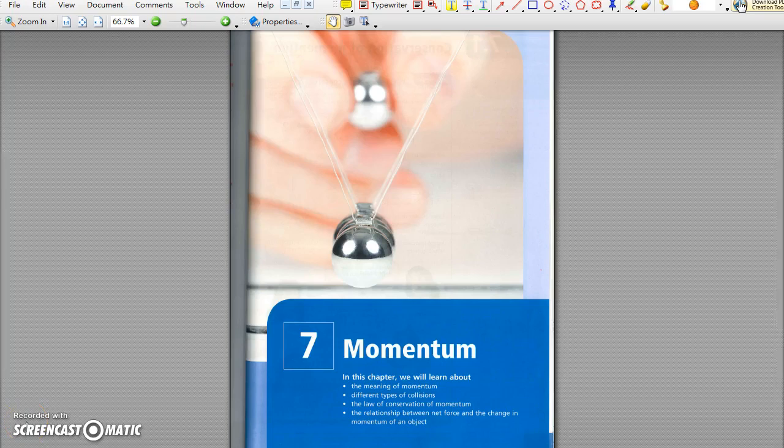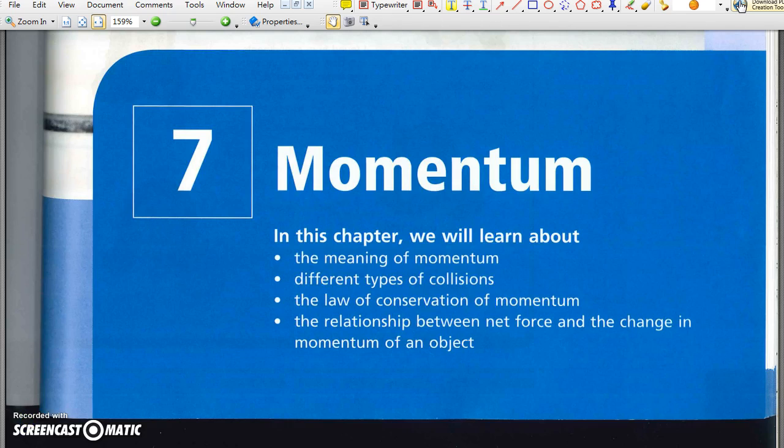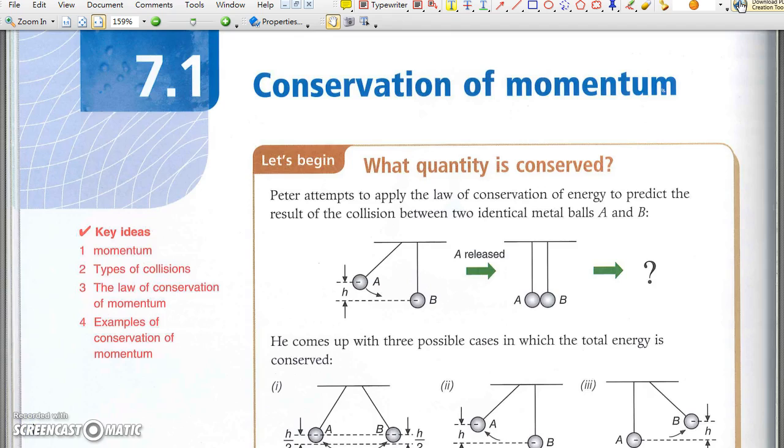Chapter 7 Momentum. 7.1 Conservation of Momentum. Conserve, in Chinese, 守恒, means the value remains unchanged.